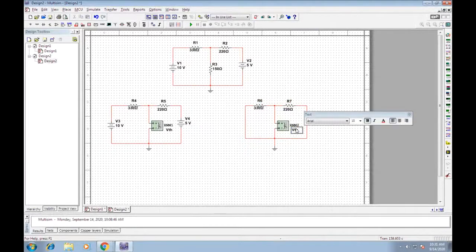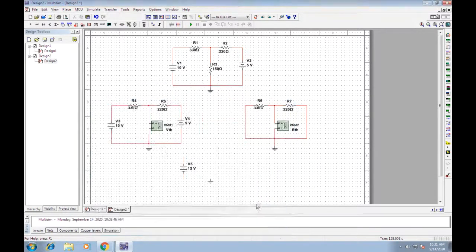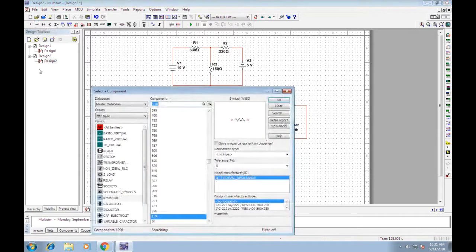So let me write here, this is RThevenin. Okay. In the fourth circuit, you have to place a voltage source and a resistor. So let us place a voltage source. Place a source from the power sources, DC power, and place a ground. You are supposed to place a ground. Then from the place basic, you are supposed to place the resistor.